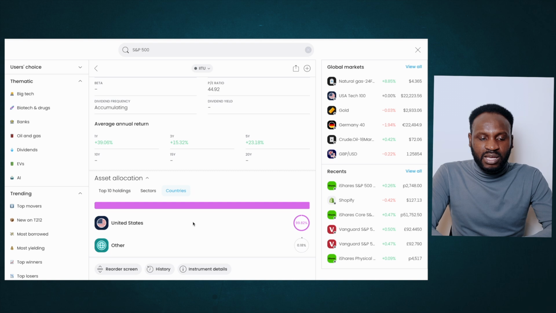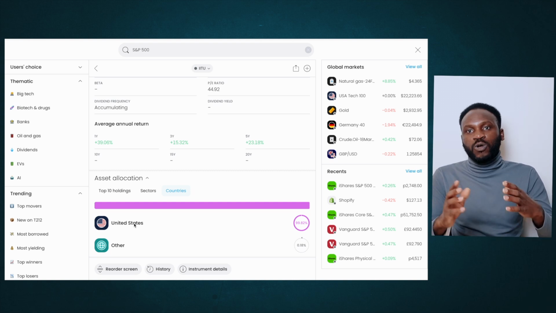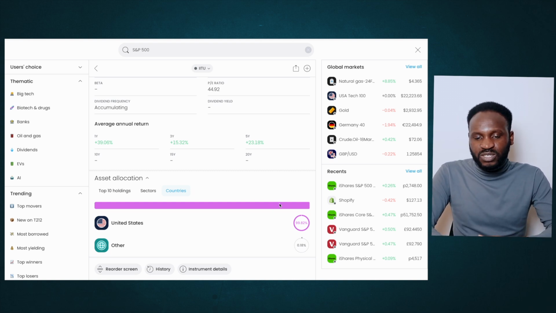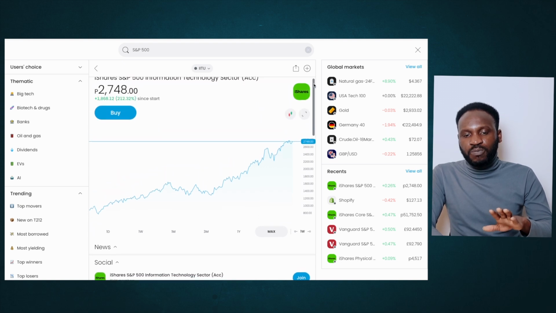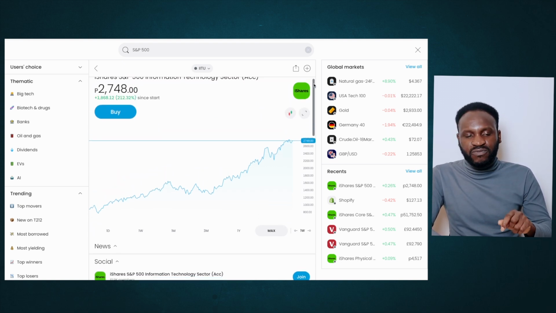99.82% is United States. That is the companies that have invested their money in this platform. That is why I'm saying that you should focus on the companies that are on the first page, not just any company. Invest in companies that have been in this game of S&P 500 for the long term.